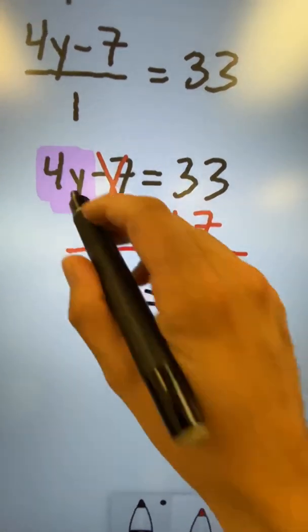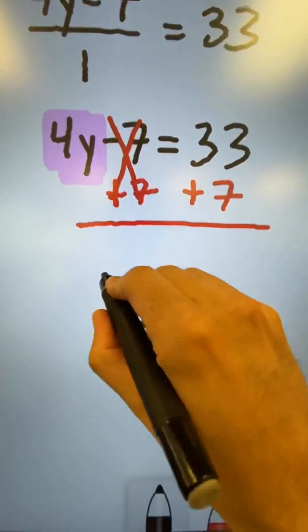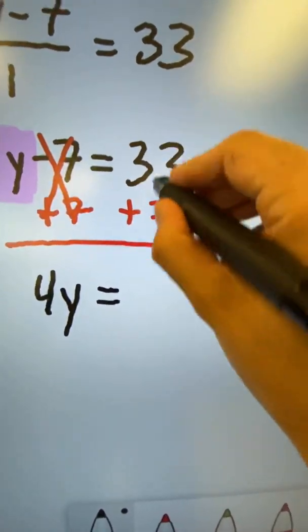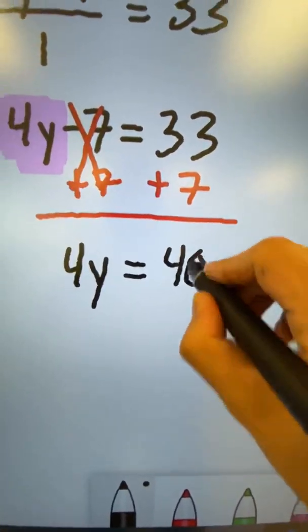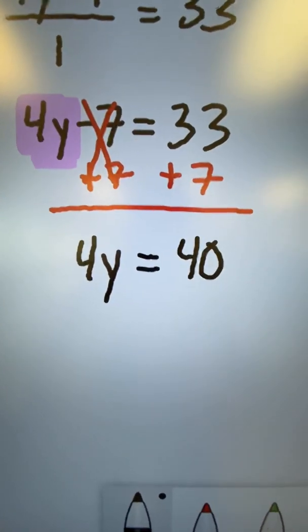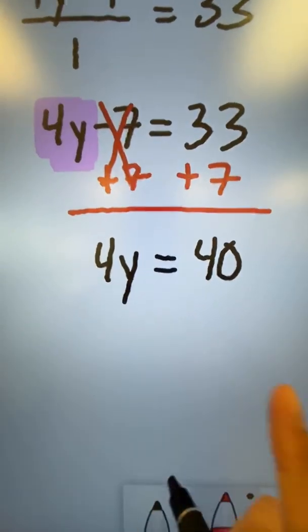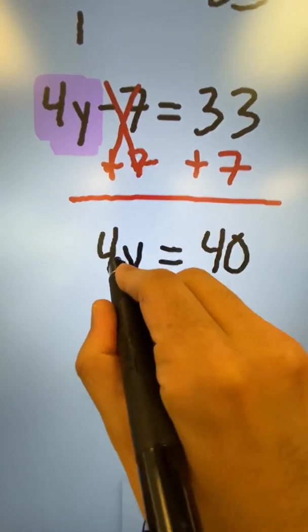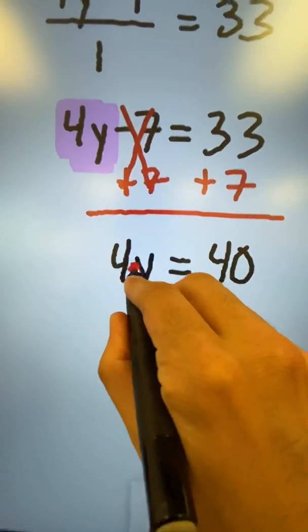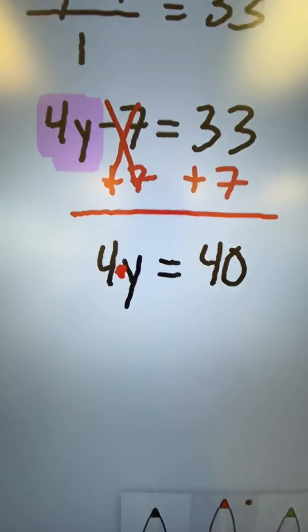Next, we're going to bring down the remaining term on the left side, which is 4y, and simplify this side. 33 plus 7 is 40. And now we have one step left. We don't want 4y, we want 1y. So one thing I noticed, this is 4 times y. And the opposite of multiplying by 4 is to divide by 4.